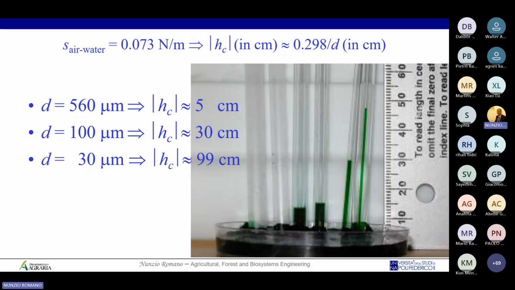Just to give you an idea, you can put this in an Excel file and compute. The surface tension between air and water is 0.073 Newton per meter, and you can very easily compute the capillary rise in terms of the diameter of the capillary tube.